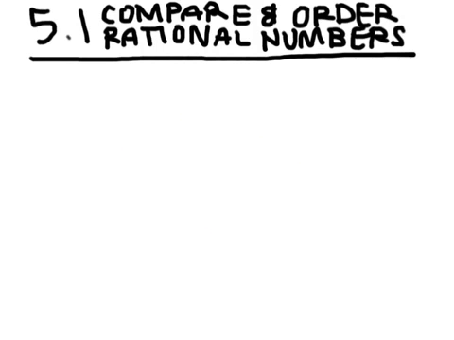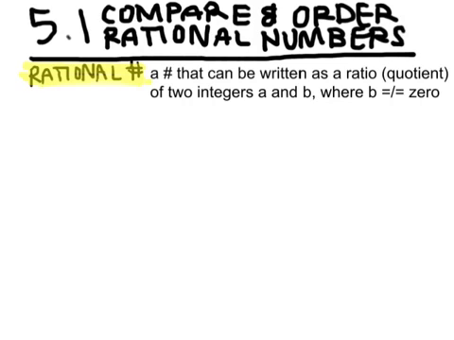Section 5.1, we're going to learn how to compare and order rational numbers on a number line. Before we begin, we're going to talk a little bit about some vocabulary words. First of all, what is a rational number? A rational number is a number that can be written as a ratio, which is a quotient, of two integers, a and b, where b does not equal 0.